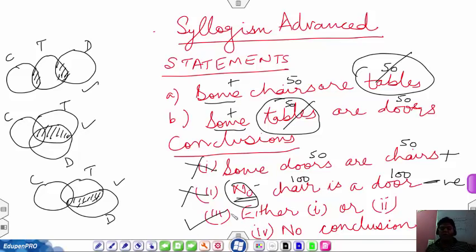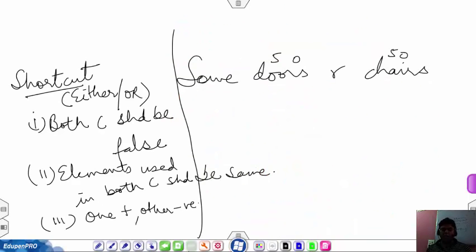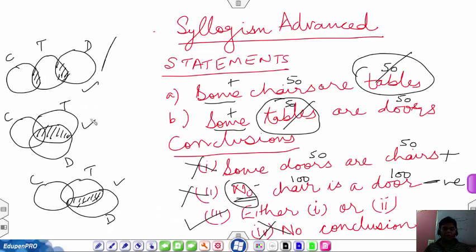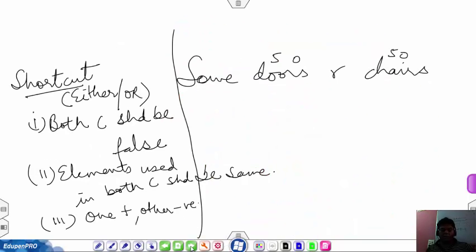So what is the answer option, guys? Either first or second. I need not even go to the last one. Is that clear to everyone? Very, very important shortcut. I repeat once again. Before marking either or, we are not drawing a Venn diagram at all. Before marking it, you need to verify your conclusions. If any of the conclusions is true, then you need not even go to either or. This is only valid if both are false, the elements are the same, and one is positive, other is negative.